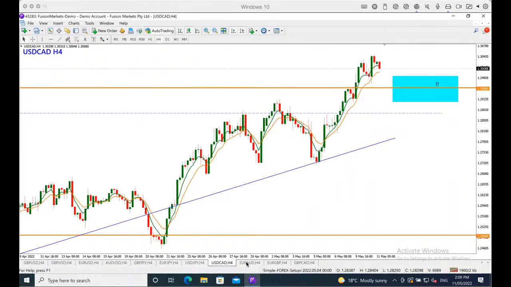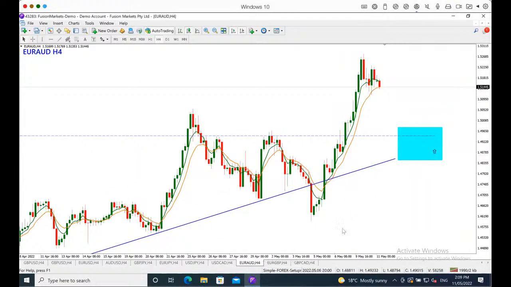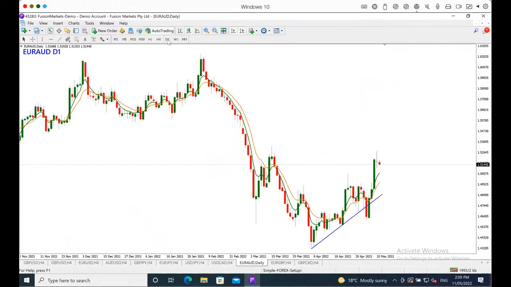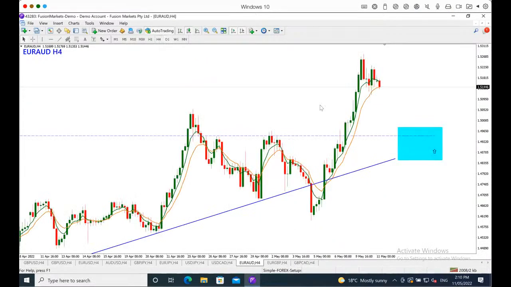Next currency pair I'm looking at is EURAUD. EURAUD, I'm also looking for long opportunities at the moment. We did have that price action turn around on the daily. So now looking for pullback, either to the previous highs or to the trend line, and then looking at going long from there. So that might take a little while to set up because the price is currently high.